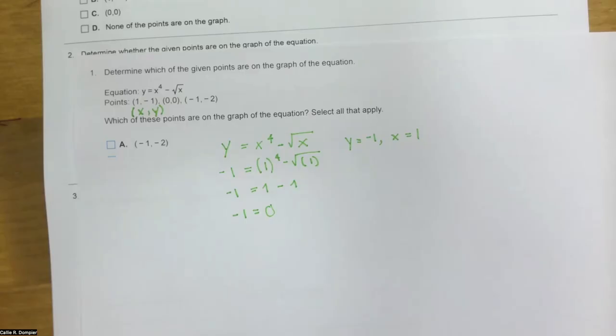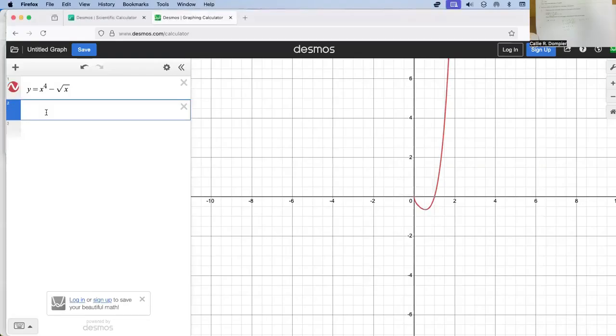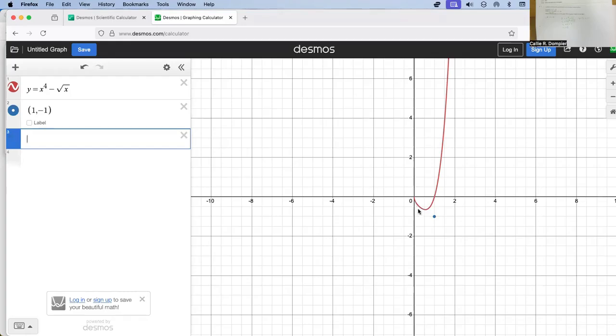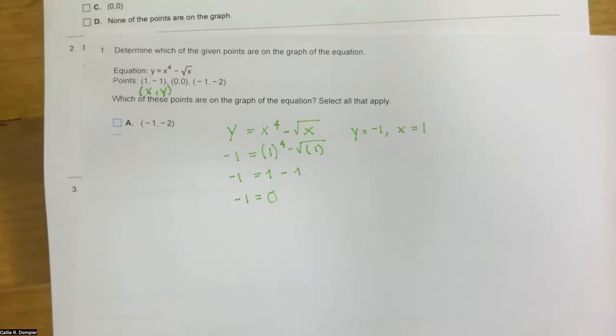If you went back and looked at the graph that you have on Desmos, down here, you can put in (1, -1). And you can see that it is not on that line of the equation. Good. We'll go to the next point, which is (0, 0), right?